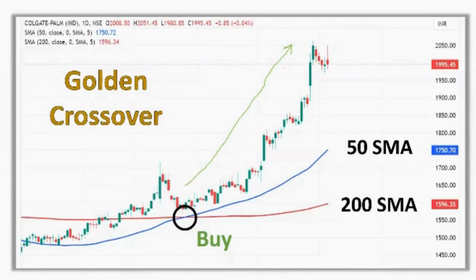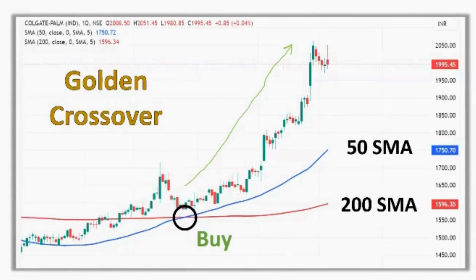Let me tell you one important thing: you should take a trade on a golden crossover only if the market or that particular stock is trending. If such a crossover happens when the stock is running sideways, then I prefer that you avoid it. That's the golden rule for the golden crossover: avoid such crossovers in a sideways range and take a trade only when the golden crossover happens in a trending market.